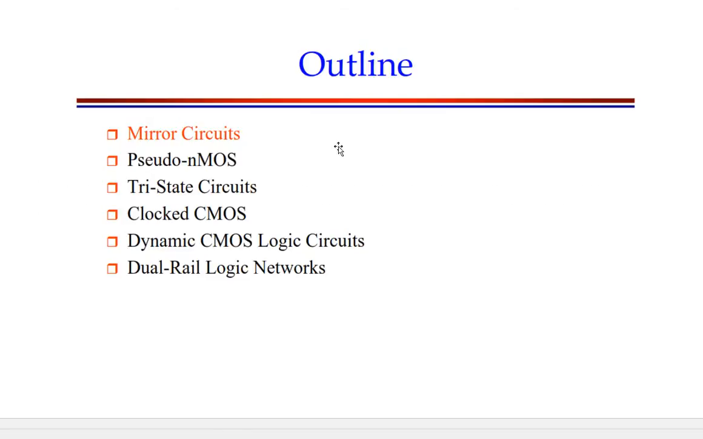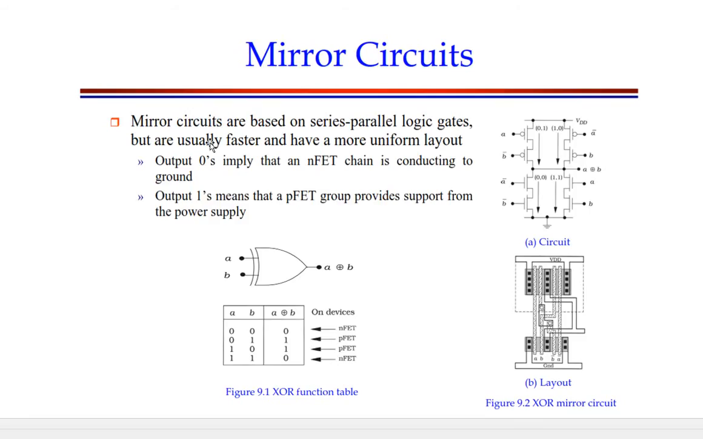The different logic styles that are available are mirror circuits, pseudo-NMOS, tri-state circuits, clocked CMOS, dynamic CMOS logic circuits, and dual rail logic networks. These are the various logic styles that are in practice. In this class, mirror circuits and pseudo-NMOS circuits are going to be discussed. Mirror circuits are mainly preferred because of a faster and more uniform layout.